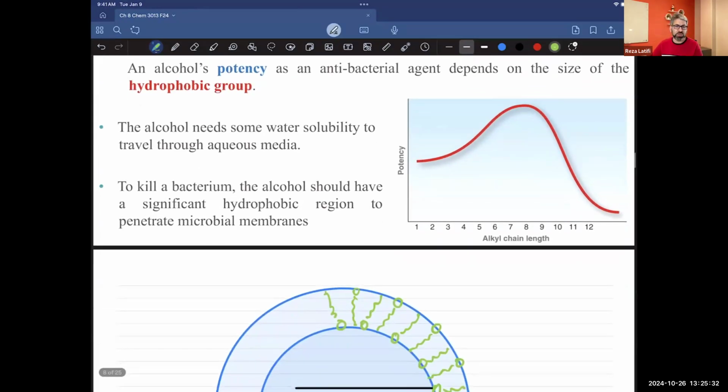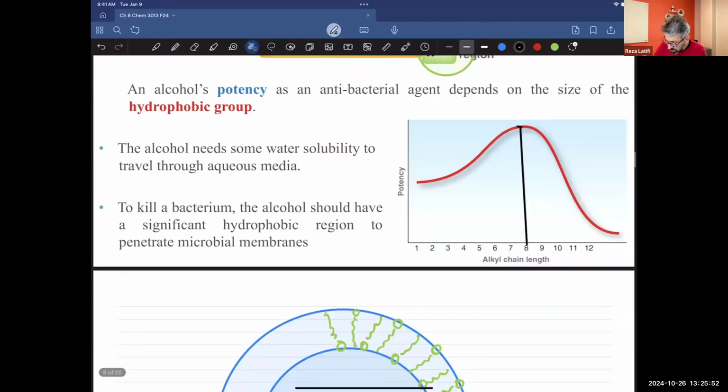And alcohols we also use as antibacterial agents because alcohols are capable of dissolving grease. And in this case, as you see, the best potency, or the best efficiency, for alcohol to work as an antibacterial is when we have 8 carbons, and higher than 8 carbons it will go down.